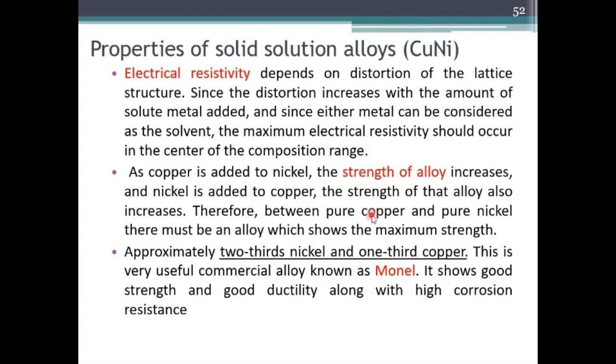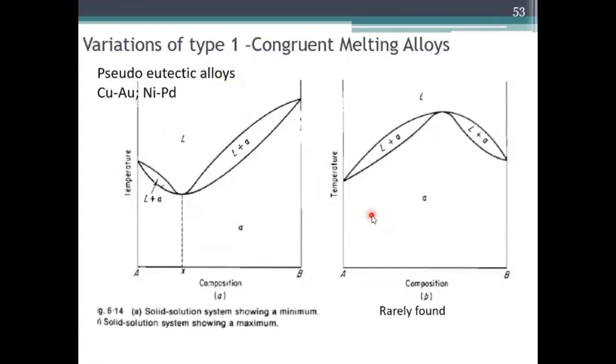Like copper to nickel, the tensile strength can also be increased by increasing the amount of nickel. It's especially the element which is contributing to more strength. Approximately two-thirds nickel and one-third copper is a commercially available alloy known as Monel. It shows a good strength and a good ductility along with higher corrosion resistance.